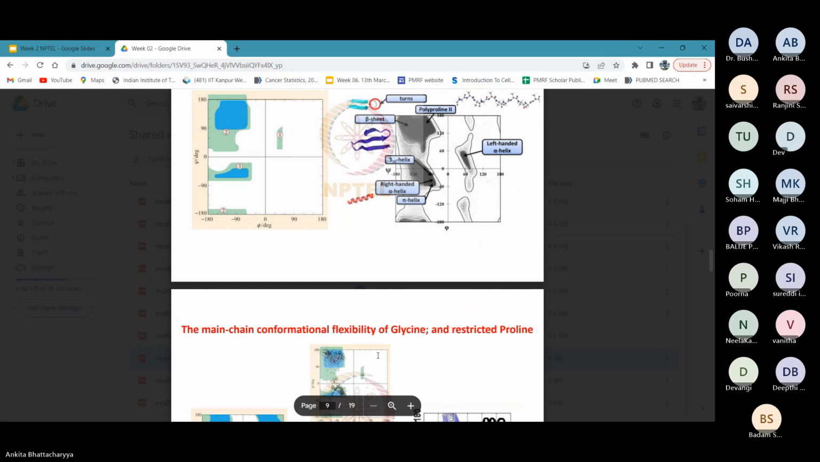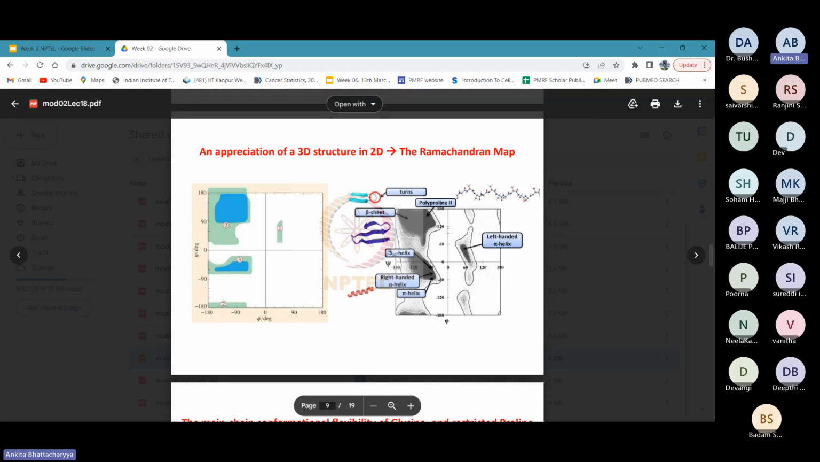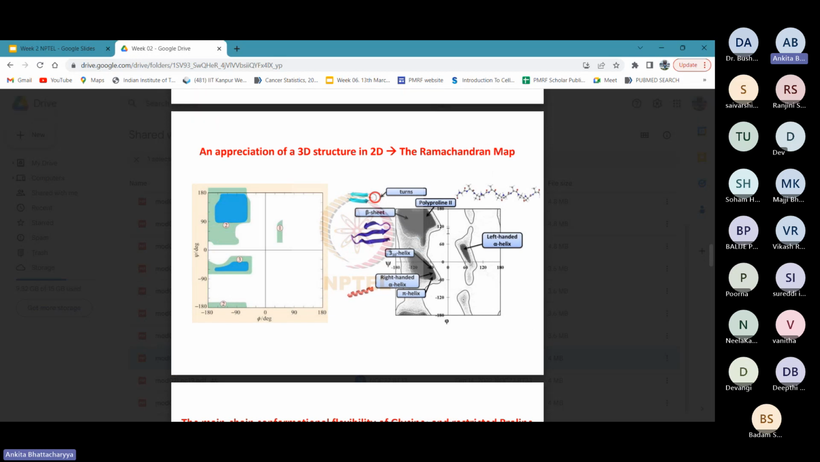Like here you can see other representations of the Ramachandran plot. You can read up on its significance. You can read up how it was discovered, how long it took. You'll find all of these details. But the basic purpose of it was to get an idea about the allowed and disallowed dihedral angles phi and psi within a 3D protein structure.